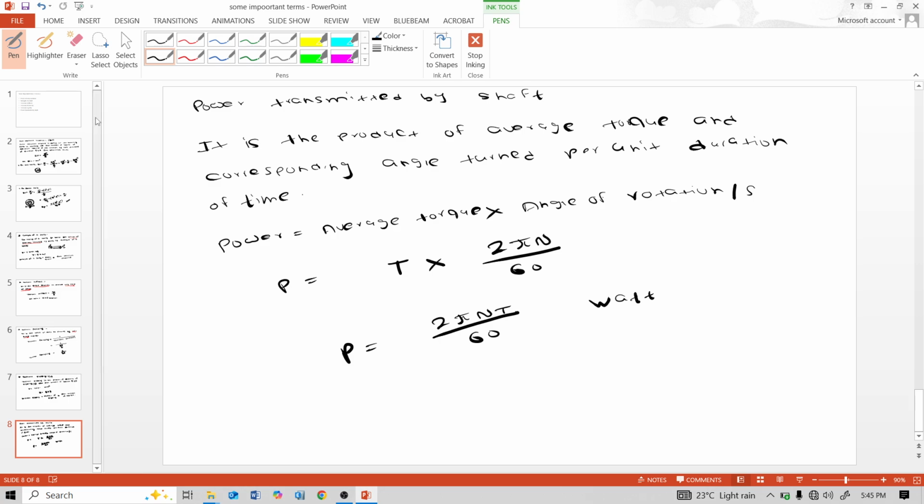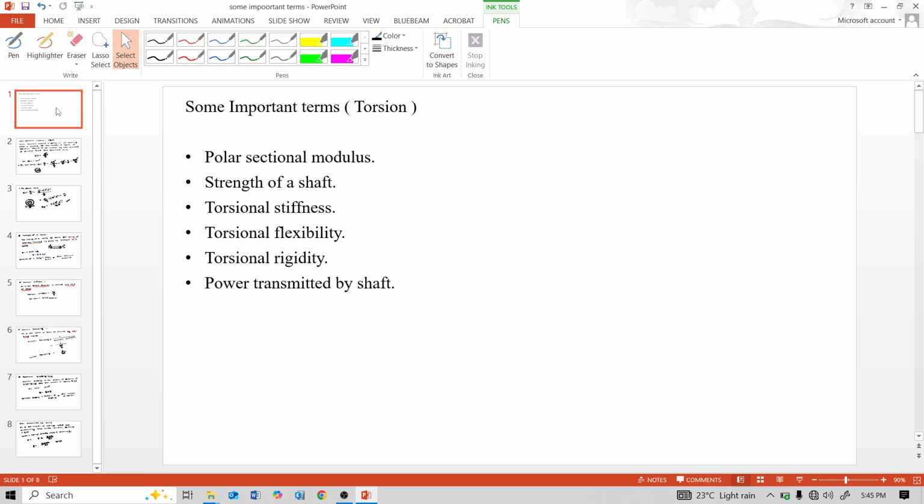So those are all some technical terms related to torsion.